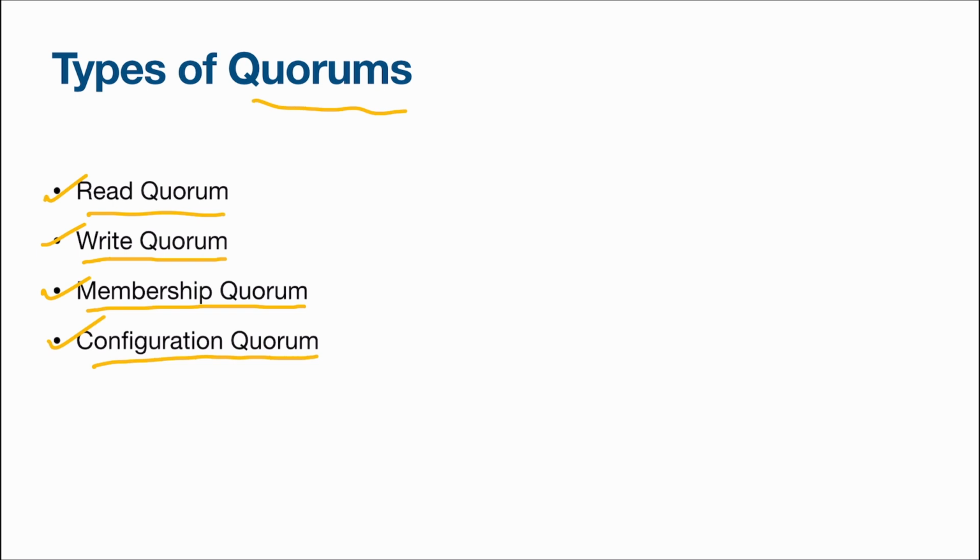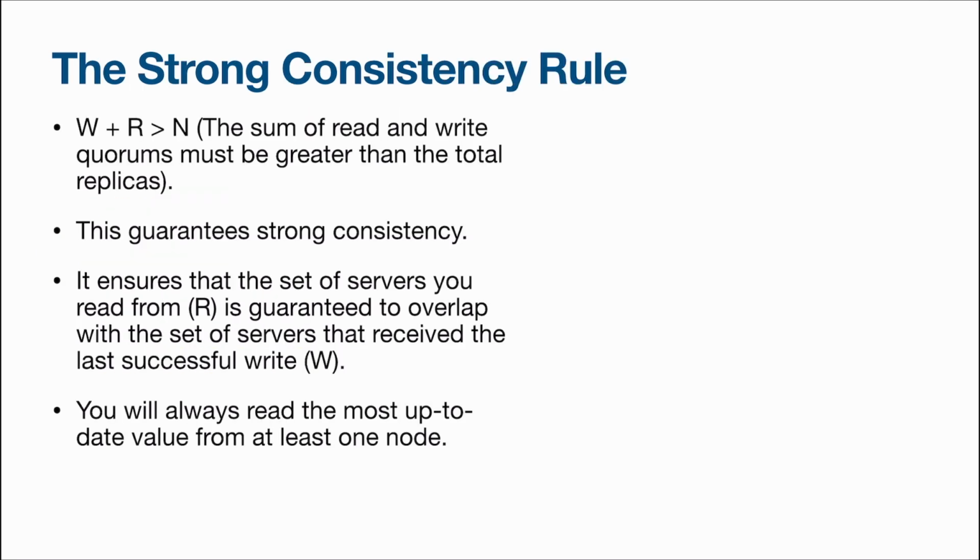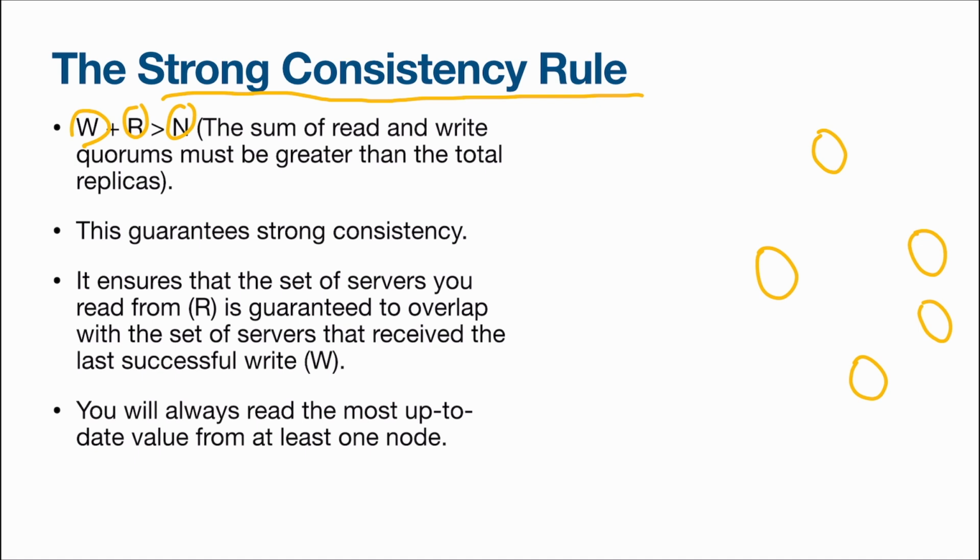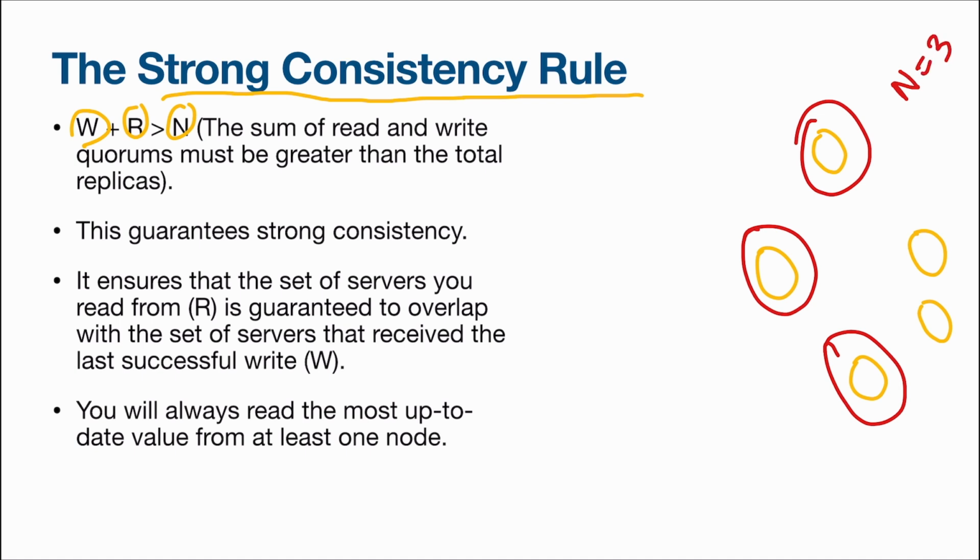So let's try to understand it a bit more in detail. Let's say we have a strong consistency rule for the quorum. What is it? W plus R greater than N. Let's say I have 5 different servers. When we try to write a particular data record, 3 of the servers need to accept it. So this 3 is our N. So N equals 3.